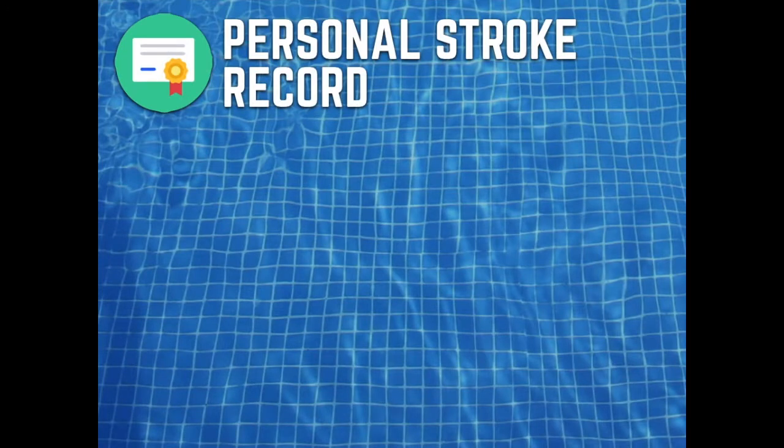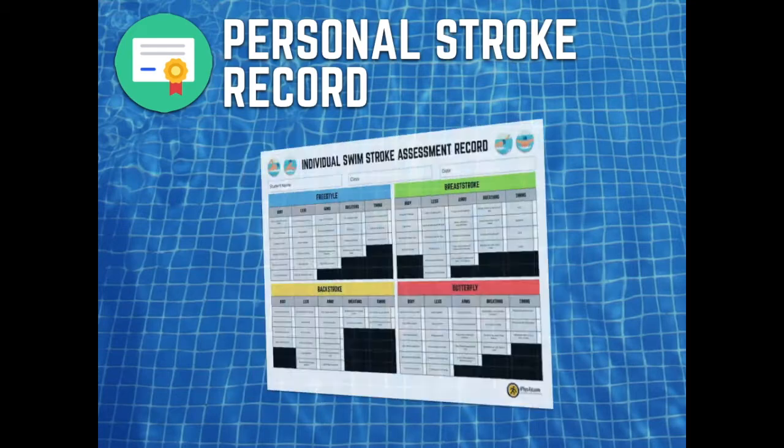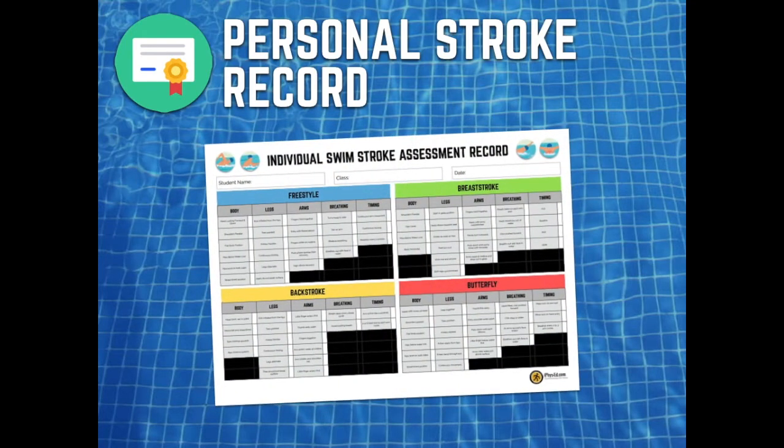Now, the final detailed assessment tool that you can use once you've filled in those group assessment cards is the personal stroke record. This is something that you can give to your students at the end of their time with you so that they can see which of those success criteria or essential elements they've been able to meet and which ones they still need to continue working on. So it's a matter of transferring those records from the group assessment tools or the individual assessment tools across onto this individual stroke assessment record.